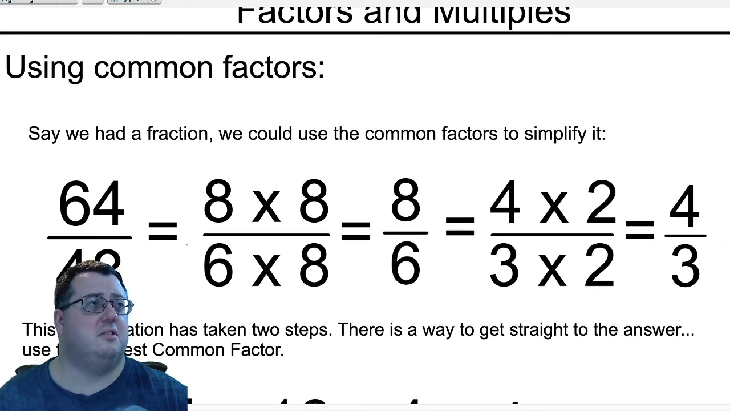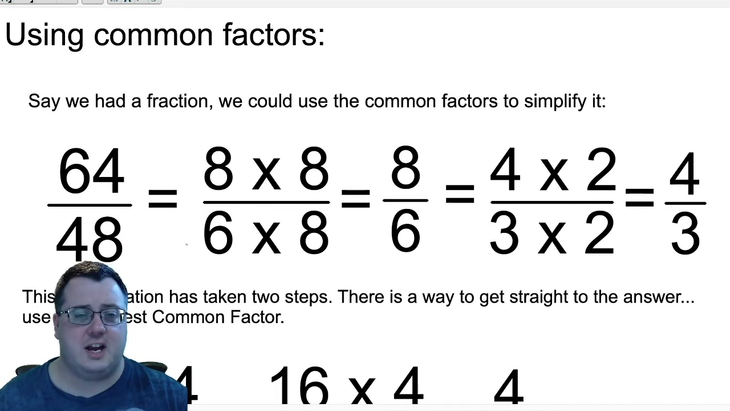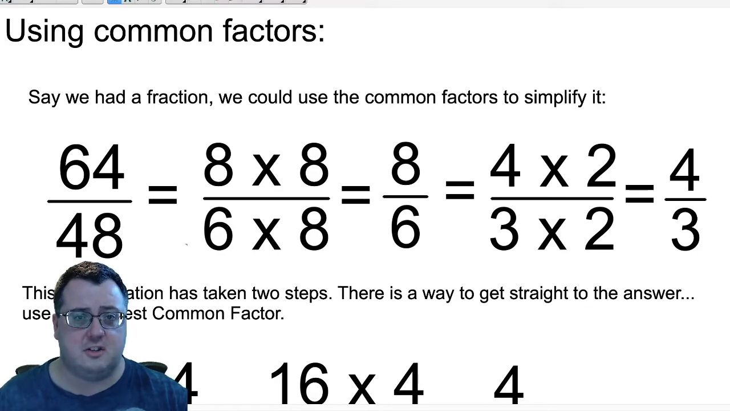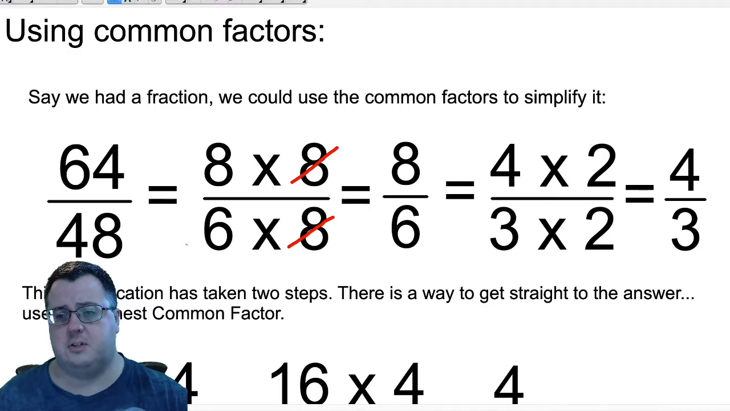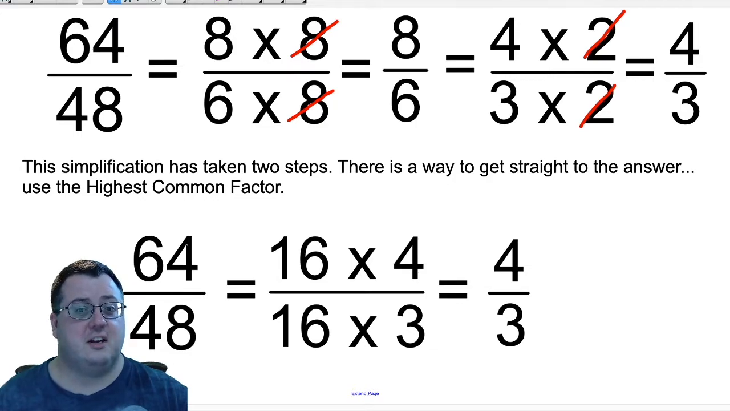Using common factors, say we had a fraction. We could use the common factors to simplify it. So 64 over 48 is 8 times 8 over 6 times 8. Because there's an 8 on the top and the bottom, those 8s are going to cancel. So I've got 8 over 6 left. And 8 over 6 is the same as 4 times 2 over 3 times 2, and the 2s are going to cancel. Gives me 4/3 as an answer. This simplification has taken 2 steps.